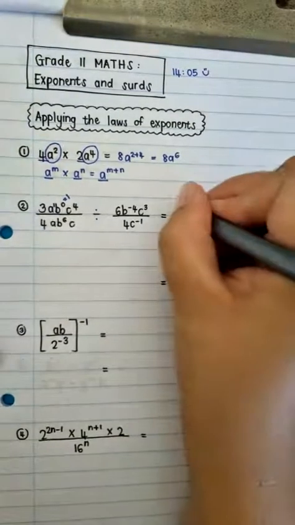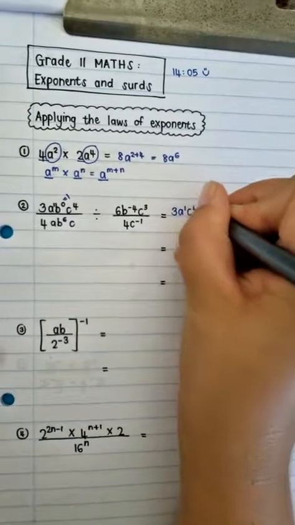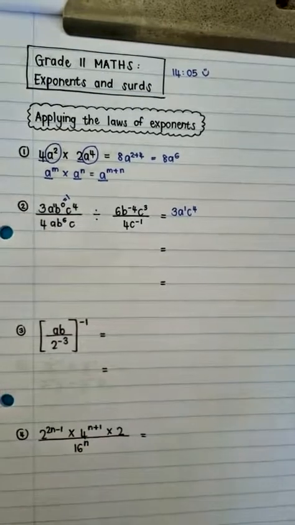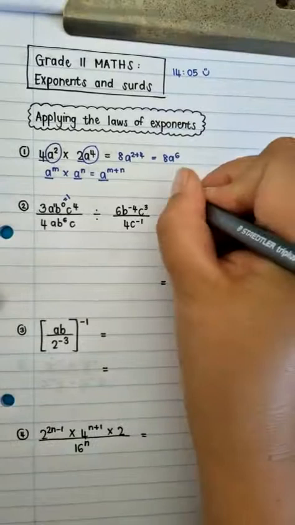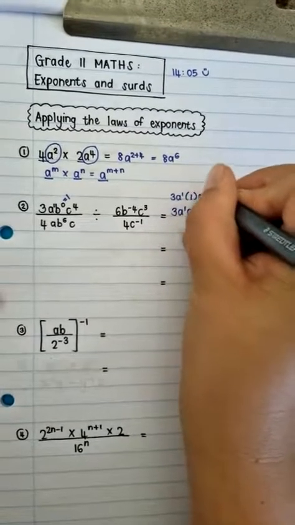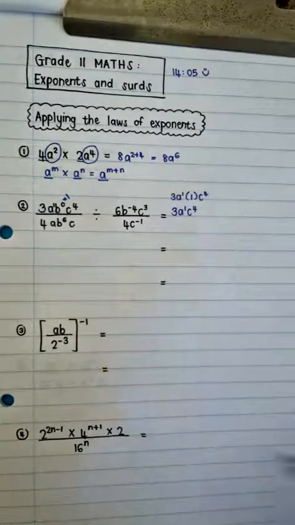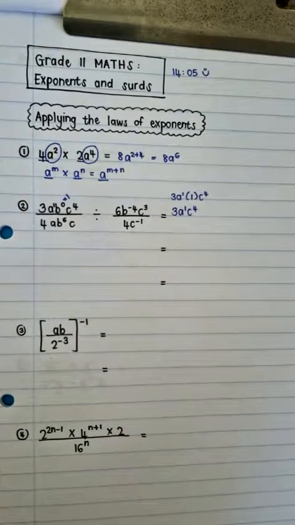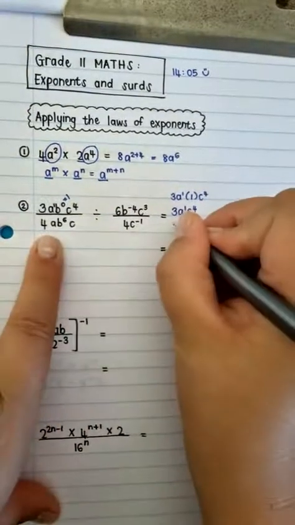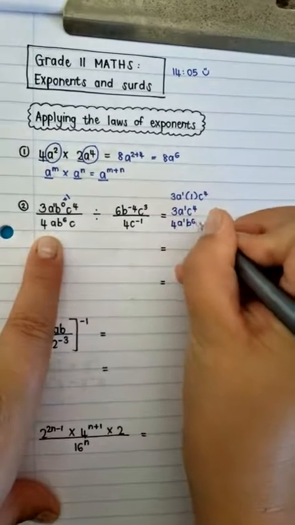Now in my first step, I am actually not going to write that b to the 0 again, because that is actually 1. If you want to, you can write it like this. You can put a 1 in brackets there to show yourself and to show the marker that b to the power of 0 is actually equal to 1. But you don't have to do that. So that is the first thing. Here at the bottom we have a 4, we also have an a to the 1, we have a b to the 6, and we have a c.